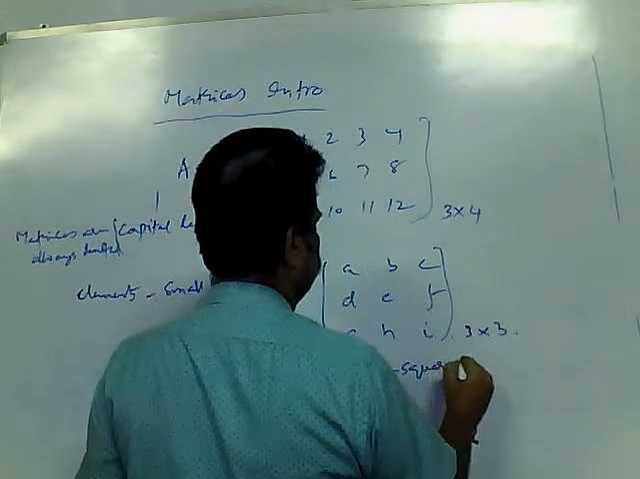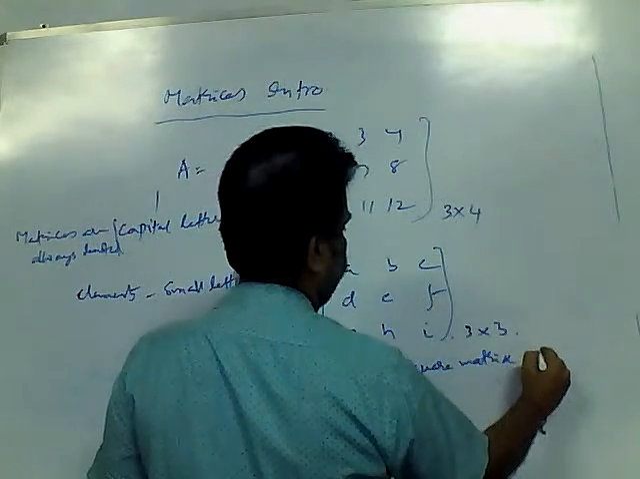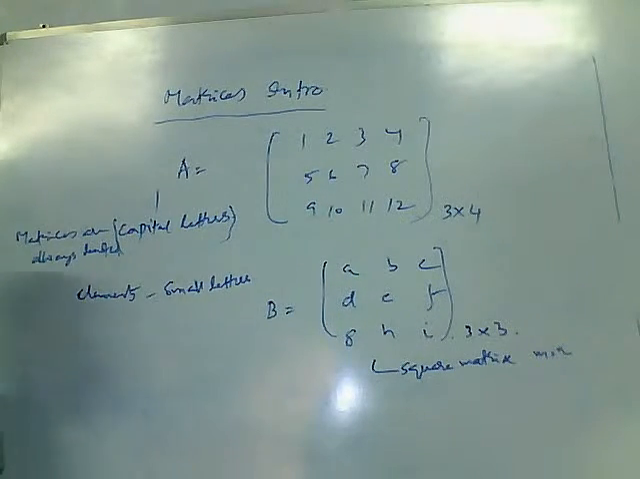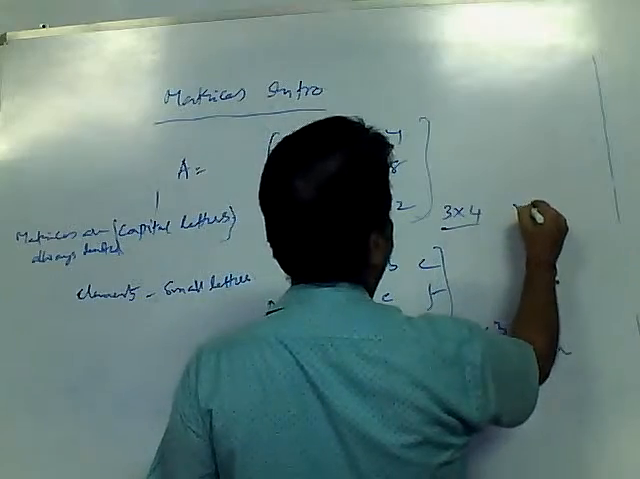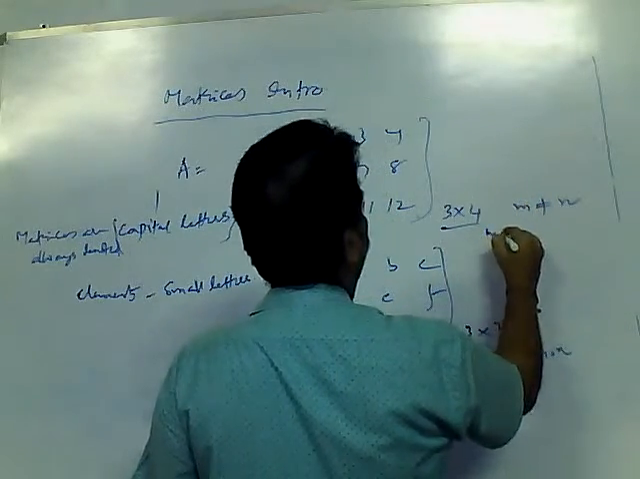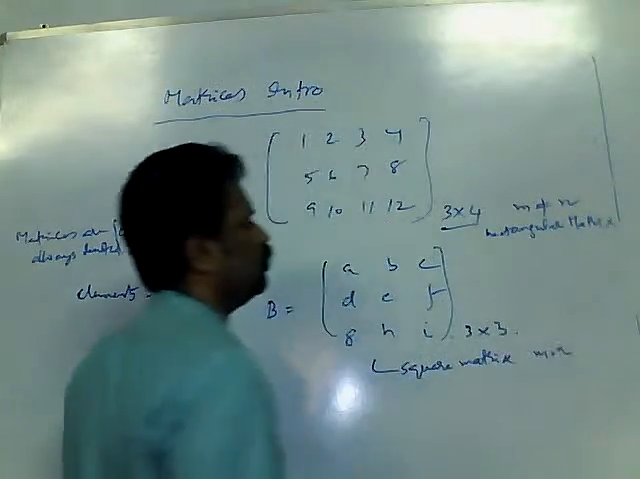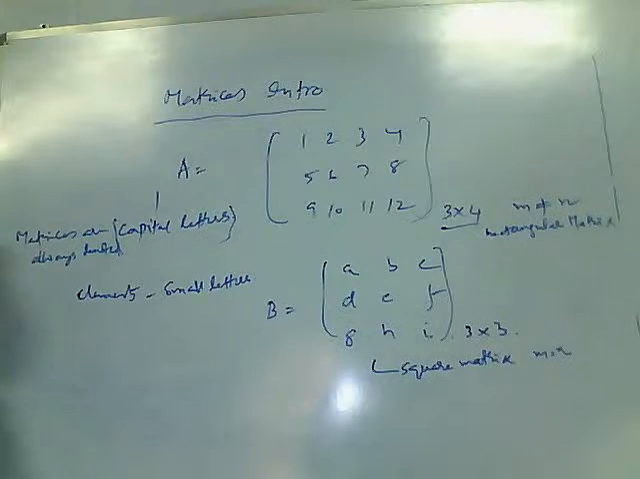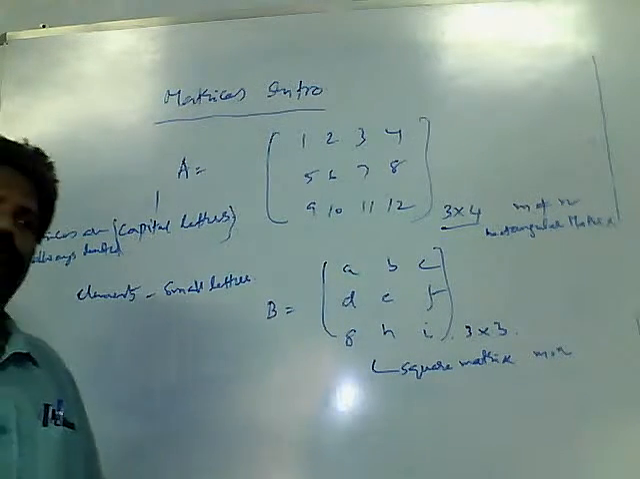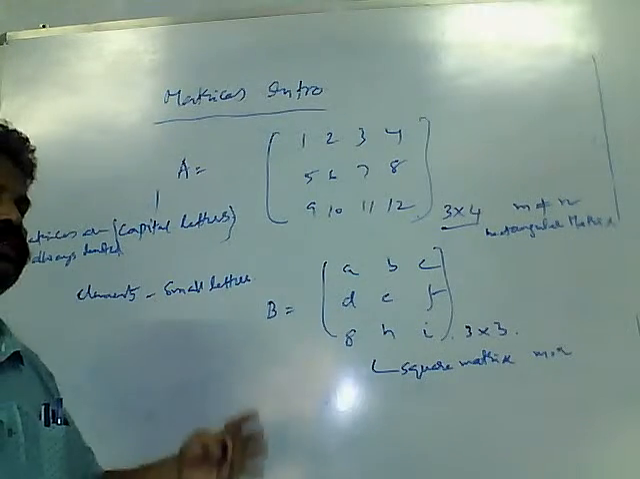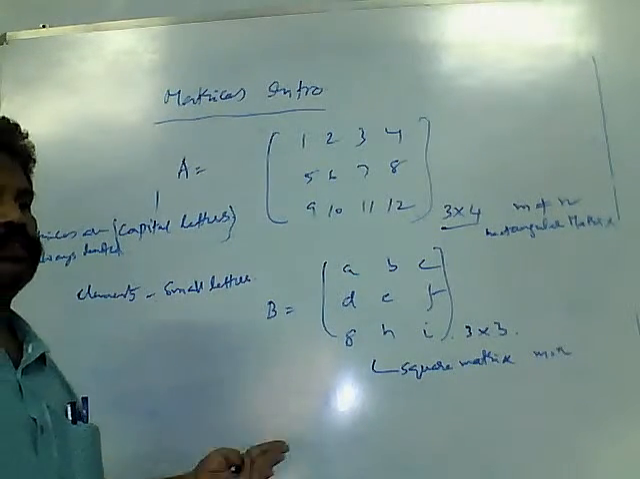This is called a square matrix. Why? Here m is equal to n. The number of rows is equal to the number of columns. That's why this is called a square matrix. Now, in this case, the number of rows is not equal to the number of columns. m is not equal to n. So this is called a rectangular matrix. Naturally we know what a rectangle is, length is not equal to breadth. One can be bigger and one can be smaller. But in the case of a square, the sides are equal, the length is equal to the breadth.